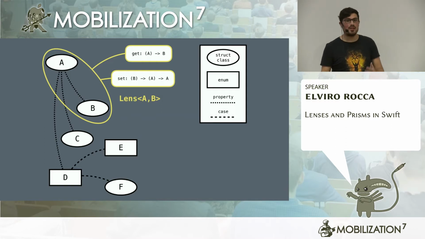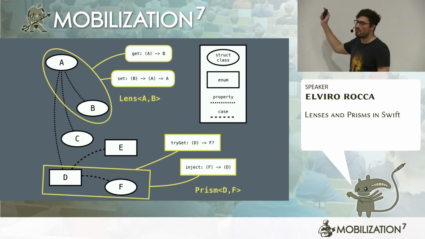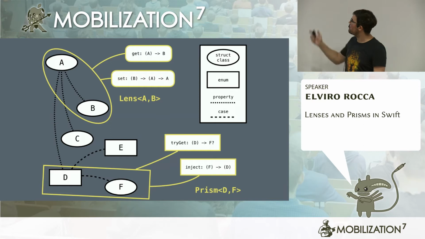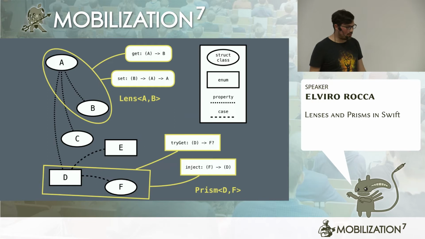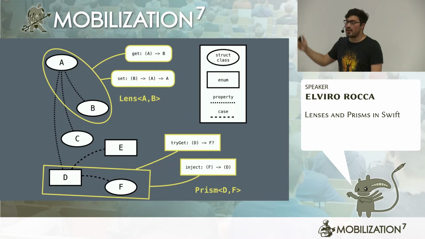The prism is exactly the same thing, but for enums. So let's assume we want to define a prism from D to F. This is the way we usually say it: lens from A to B, prism from D to F, two functions. The first one is called tryGet instead of get, because if I want to get the value F from the enum D, well, the D could be in another case. I can get the value F only if it's in the appropriate case. So it returns an optional F.